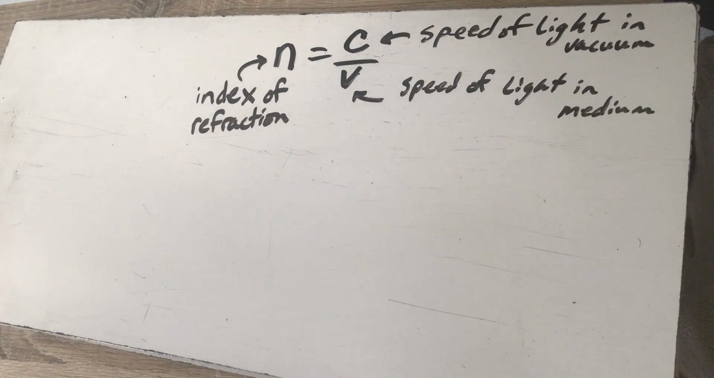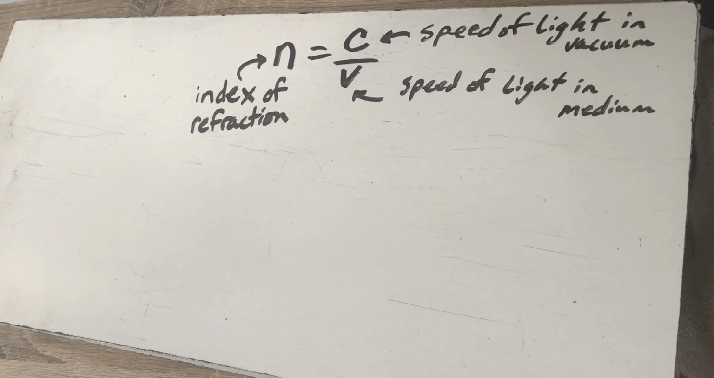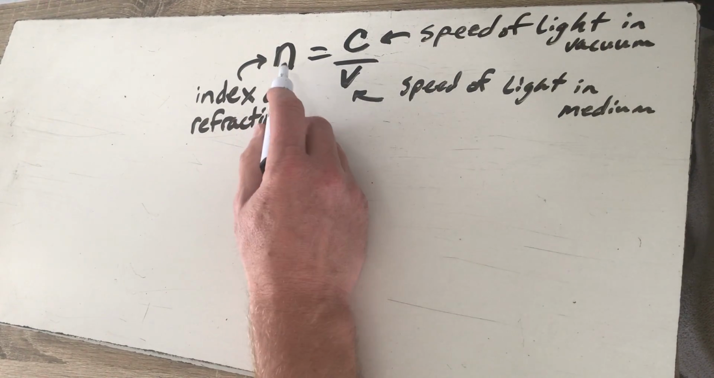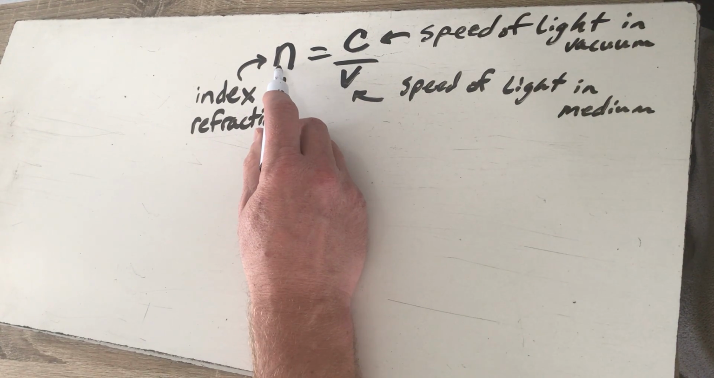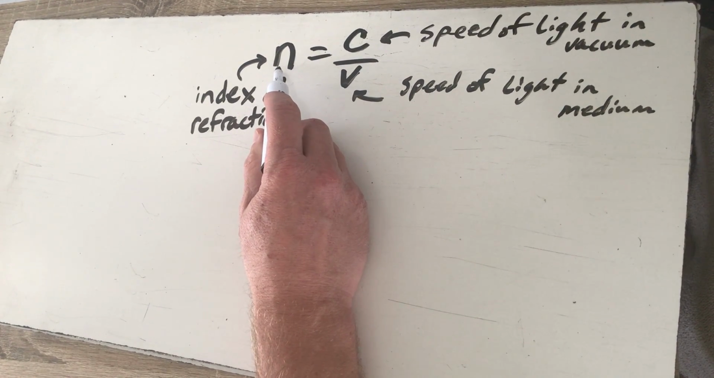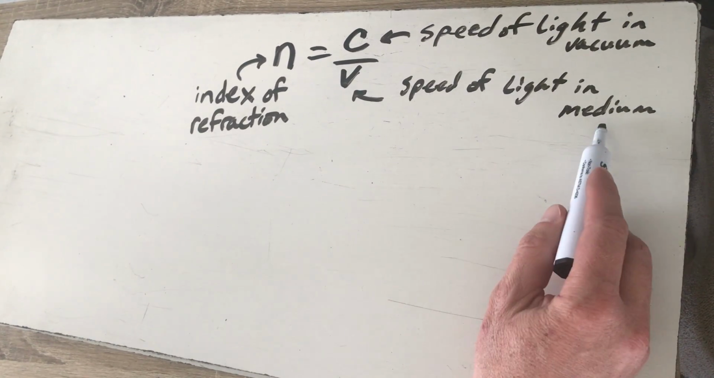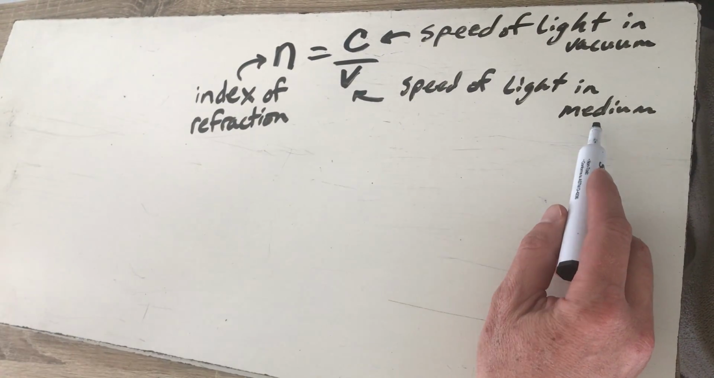All right, let's talk about a couple of brief formulas you can use to analyze the refraction of light. The first one is the definition of index of refraction. This letter N is what we use to signify that. But it's defined as just a ratio between the speed of light in a vacuum and the speed of light through this other substance that's slowing it down.